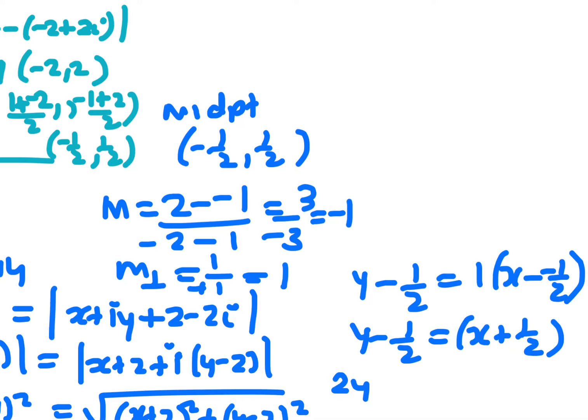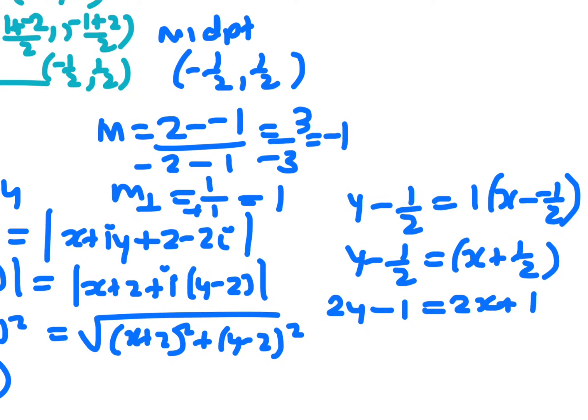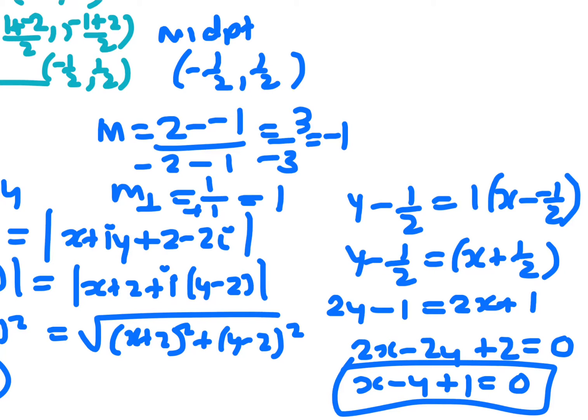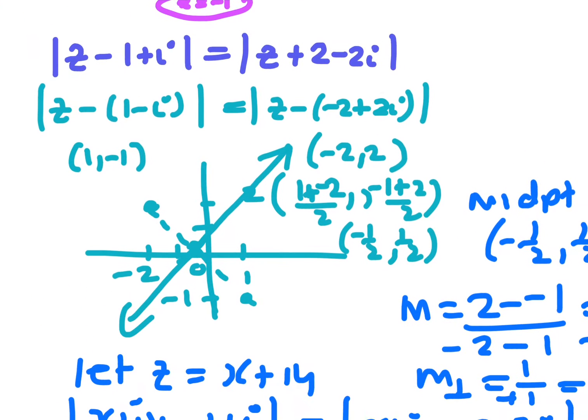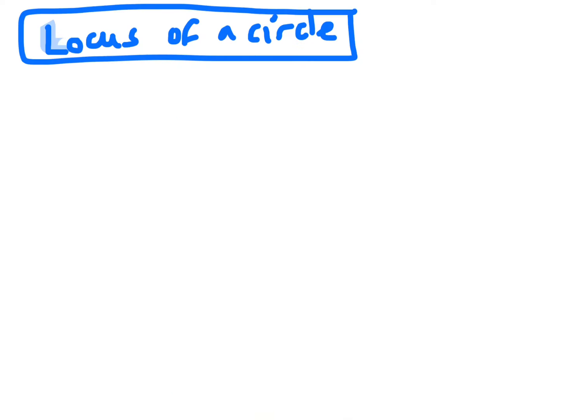Multiply throughout by 2. 2y minus 1 equals 2x plus 1. So that means that 2x minus 2y plus 2 equals 0, so x minus y plus 1 equals 0. And that would be the equation of the line, which is the perpendicular bisector of these 2 points, which is minus 1 and minus 2. So that one was just the locus of a line, which is the perpendicular bisector.